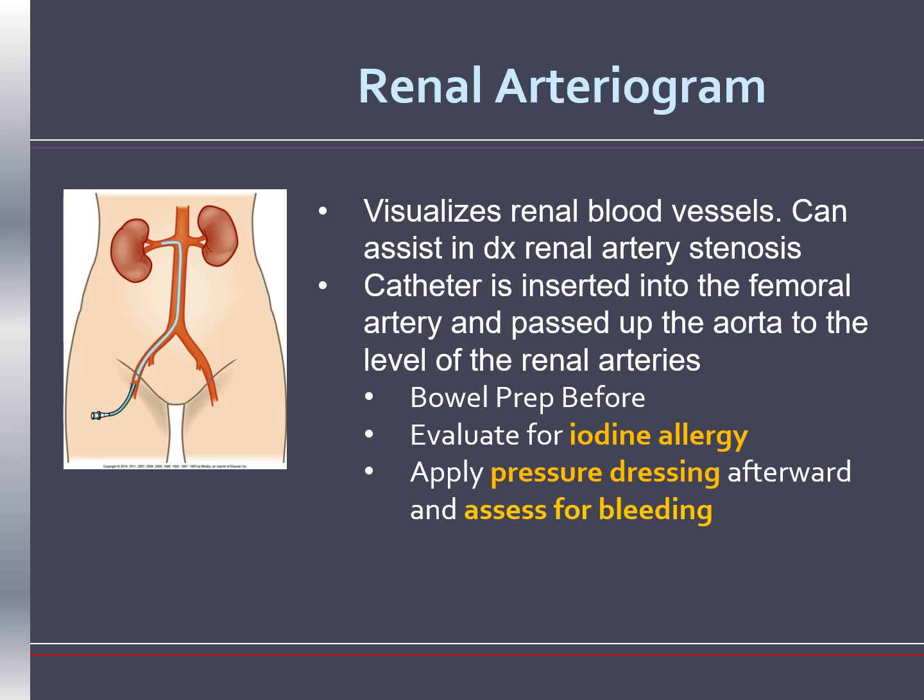The renal arteriogram visualizes renal blood vessels and can assist in diagnosing renal artery stenosis. As talked about earlier, blood flow is extremely important for the kidneys. So if you have some stenosis and the kidneys are not getting as much blood as needed, that is an important thing to know. Usually a catheter is inserted into the femoral artery and passed up in the aorta to the level of the renal arteries. Again, bowel prep before, iodine allergy, and then usually they need a pressure dressing afterwards because it is going through an artery. So it is important to assess for bleeding.